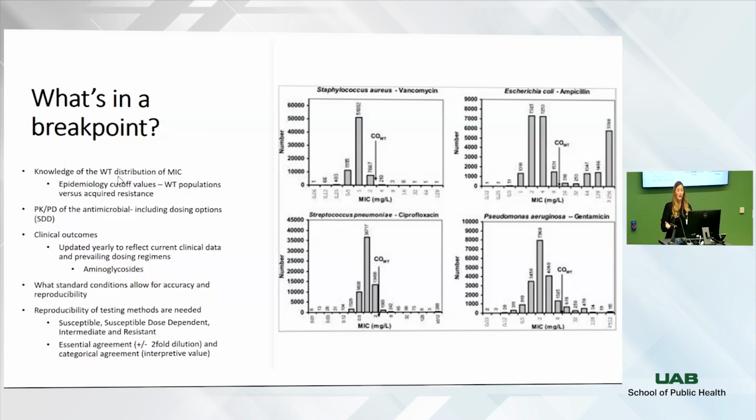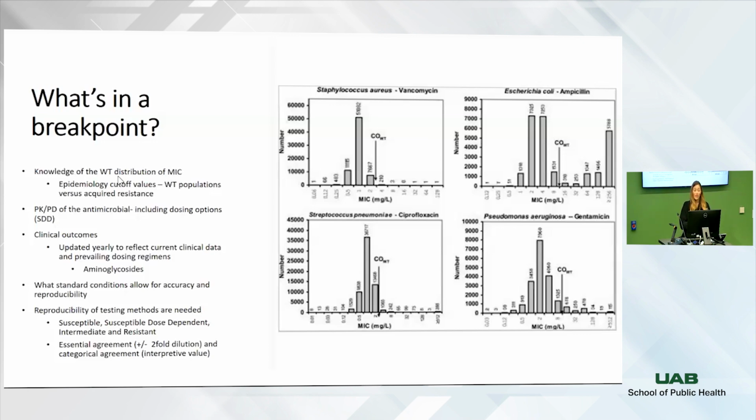We also look at clinical outcomes. Okay, just because I can achieve a concentration of antimicrobial within a person, and just because my wild type population looks like it should work, doesn't mean that it's always going to work. So we want to make sure that the patients that we're treating are actually getting better. And then we look at standard conditions for accuracy and reproducibility. This is when our standardization of testing falls into play.